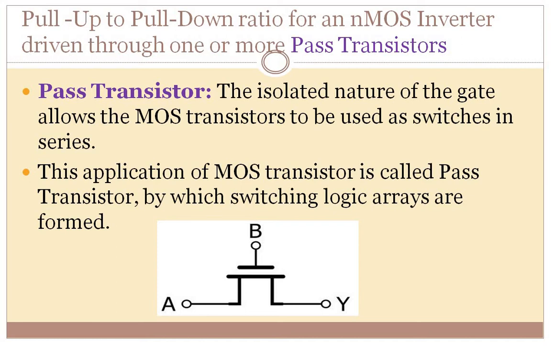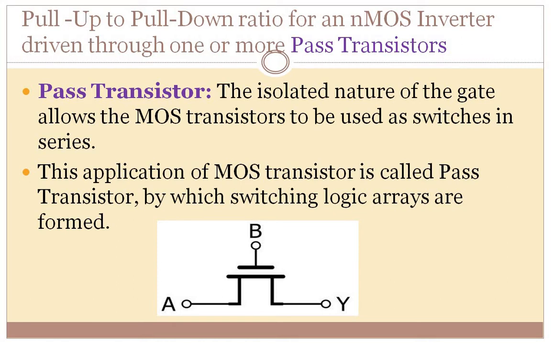Whenever you are connecting your transistors, one of the applications of your MOS transistor is that it acts like a switch. The isolated nature of the gate allows the MOS transistor to be used as switches when connected in series. This application of the MOS transistor is called a pass transistor, by which switching logic arrays are formed. These are the pass transistors that we will use for getting the ratio when two inverters are connected.